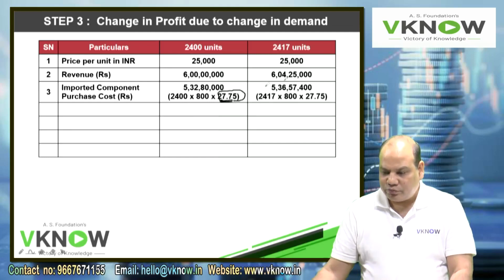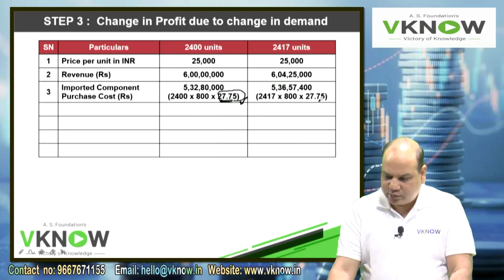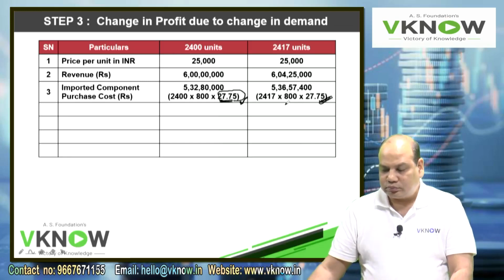Similarly, here we will write 2417 into 800 into 27.75. Both are converted at the same rate, the 6-month forward rate or 6-month down the line exchange rate, because this is the rate at which the payment will be made. So that is 5 crore 36 lakh 57,400.